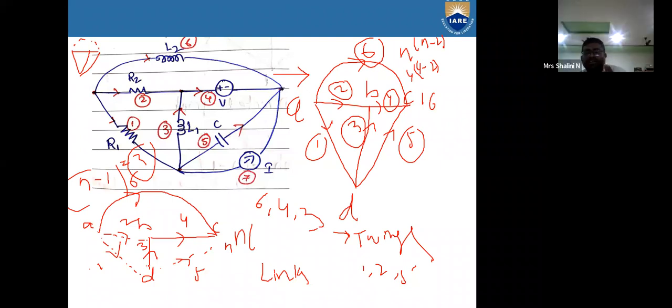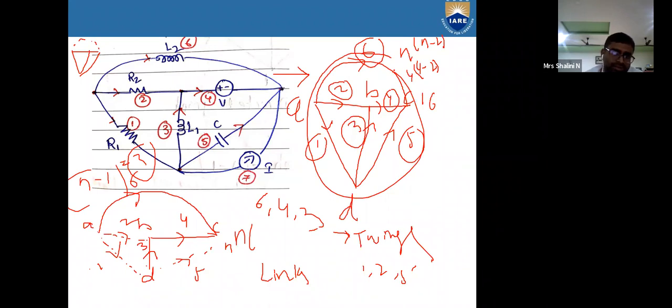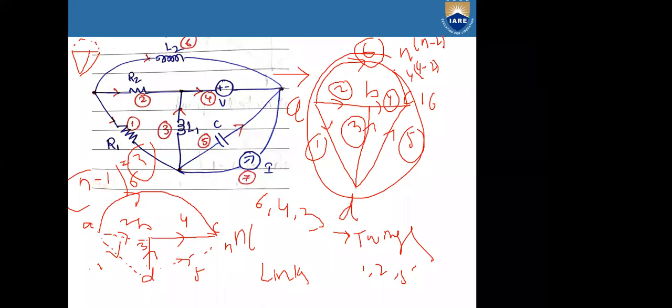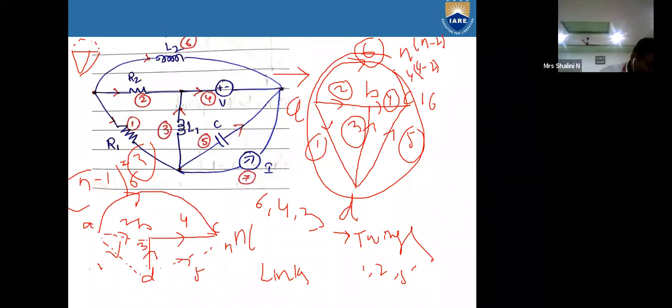Okay, so in the afternoon section we will see the 16 trees for this graph. 16 trees చూద్దామమ్మా. And we will identify the links as well. Okay, in the afternoon section we will see what is the tree, how can you form the tree, and some of the problems. After that we go for the incidence matrix.